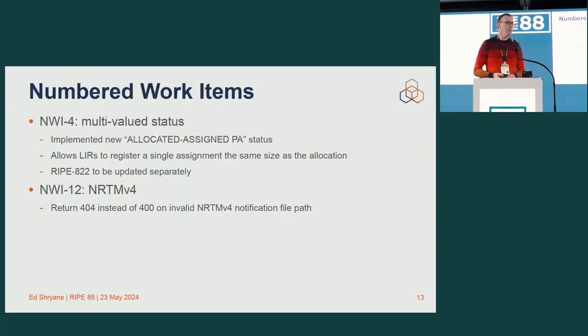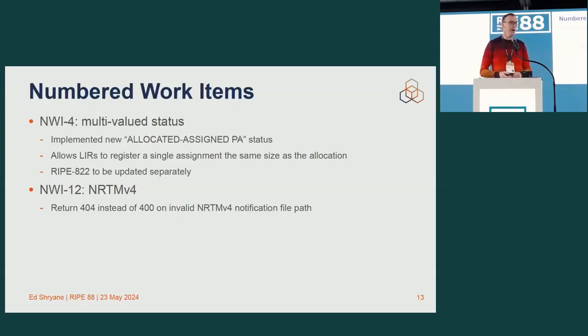Two numbered work items. We've implemented, as I mentioned, the new allocated assigned PA status. It allows LIRs to register a single assignment, and there is a policy impact. RIPE 82, the allocation and assignment policy, mentions the statuses by name, and we need to document this new status there also. So we'll be updating that separately.